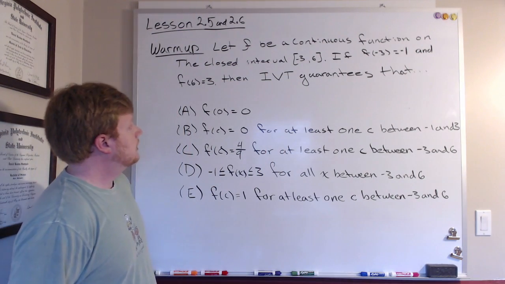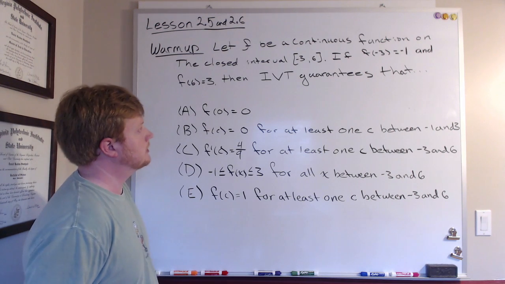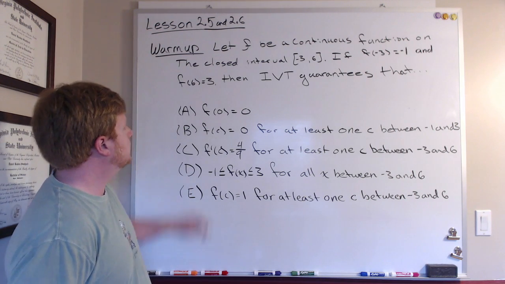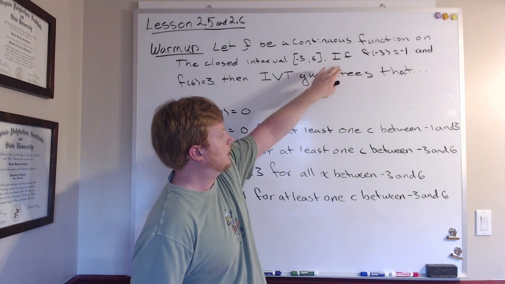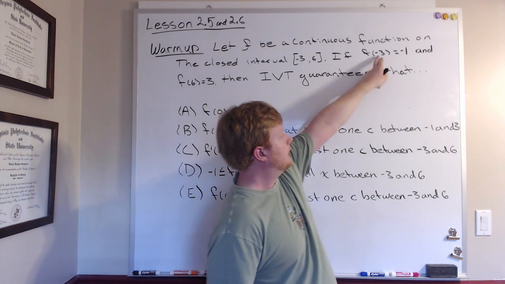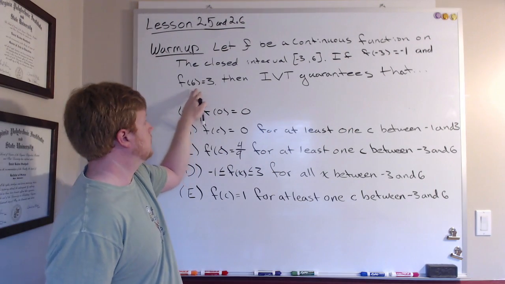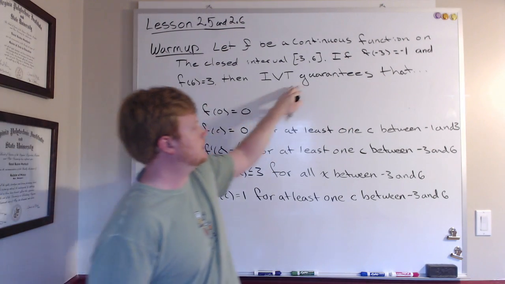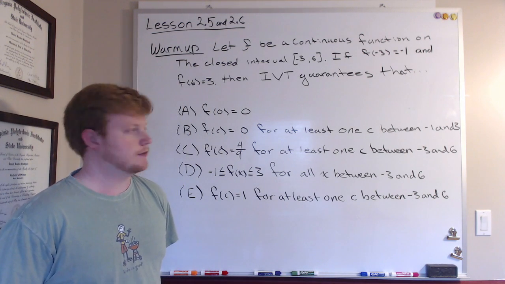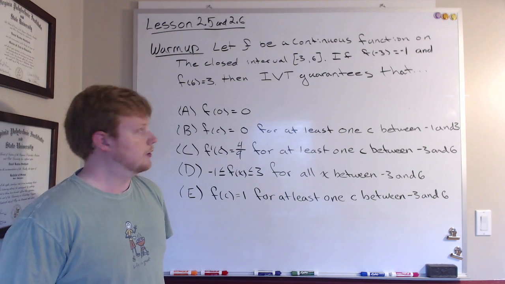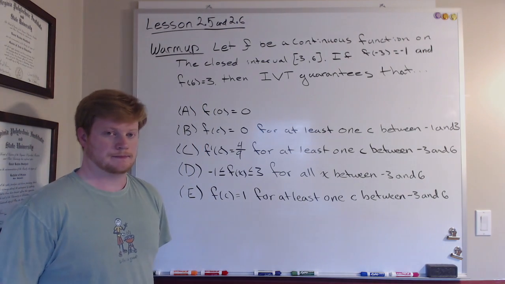The warm-up tells us that we have a function f and that it is continuous on a closed interval, -3 to 6. And then it tells me that if f of -3 is -1 and f of 6 is 3, then what is it that the IVT guarantees? That's the intermediate value theorem. I believe that was from day 2, so if you need to reference your notes from day 2, go ahead, but take a minute.